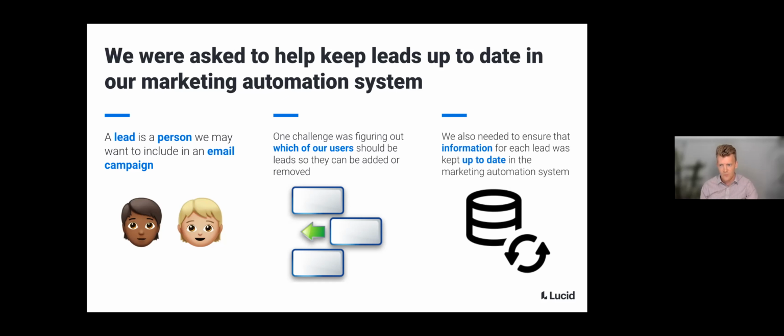And then the second one is just keeping that contextual information up to date. Stuff like their name, their subscription level, the date they were last active, different things that can help craft the right email and determine if they should get one.